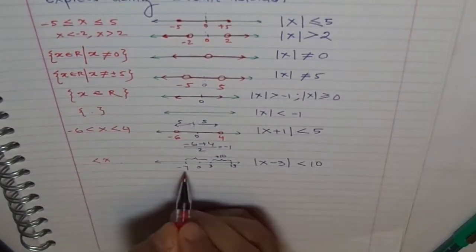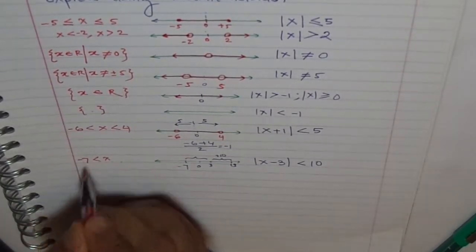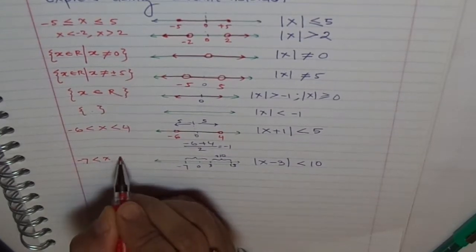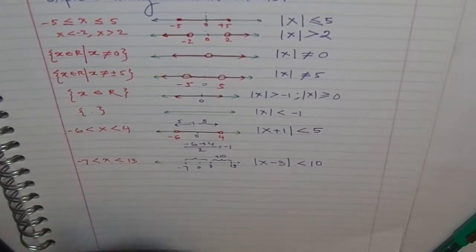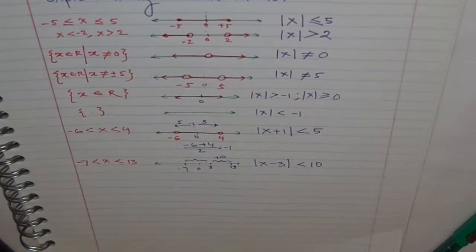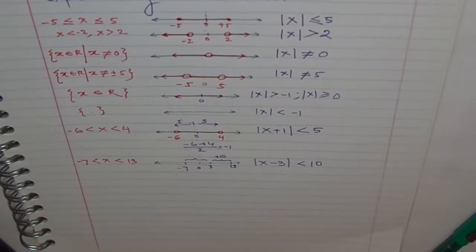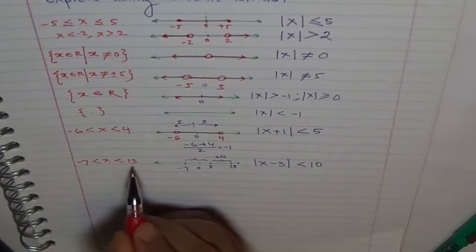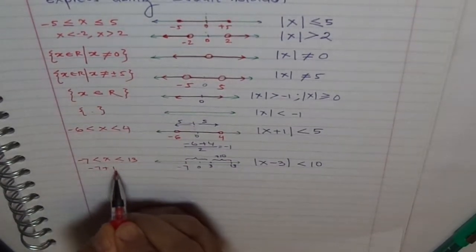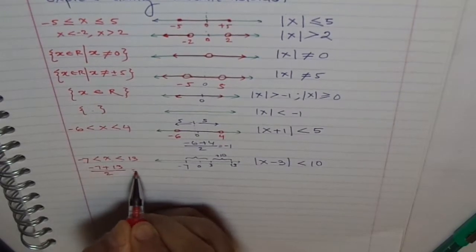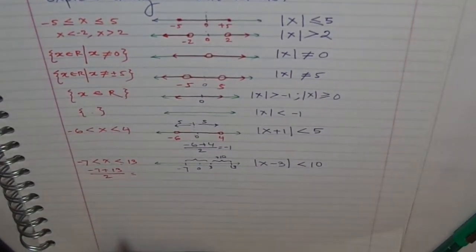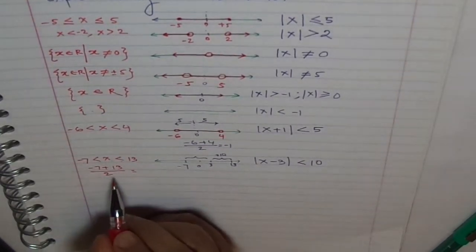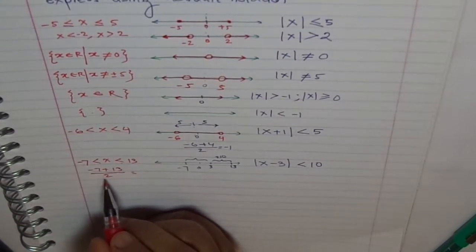So I think the inequality should be: x is greater than minus 7 and less than 13. That should be the answer. Do you think it's right? Well, let's follow the last method. What is the midpoint of this? Minus 7 plus 13 divided by 2, which is how much? And then we get the center point.